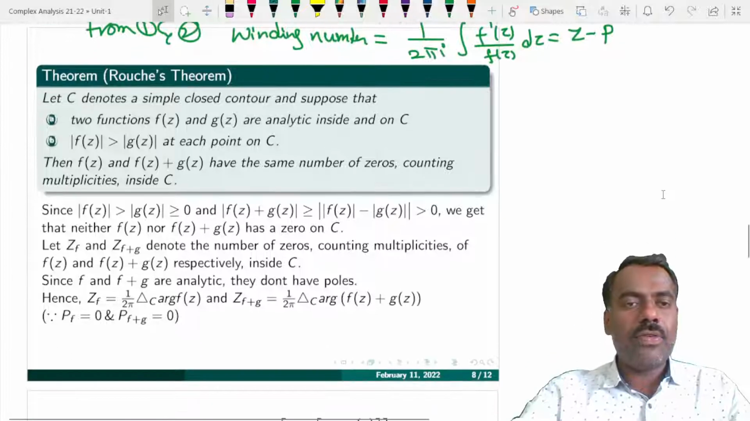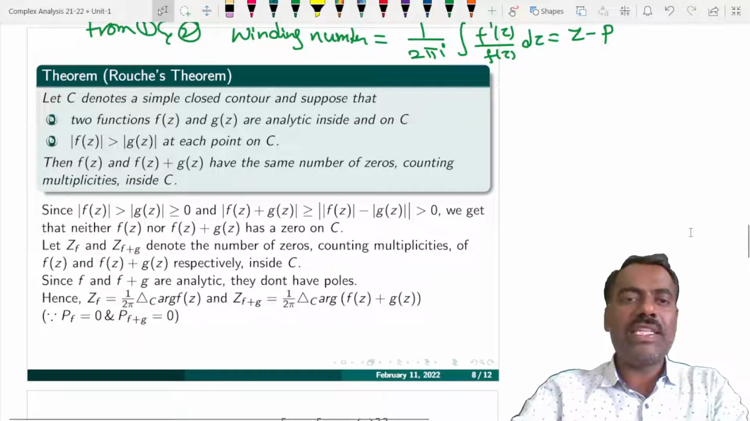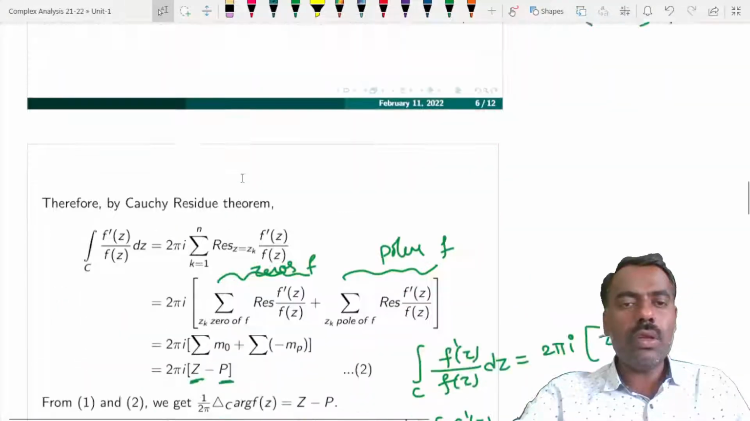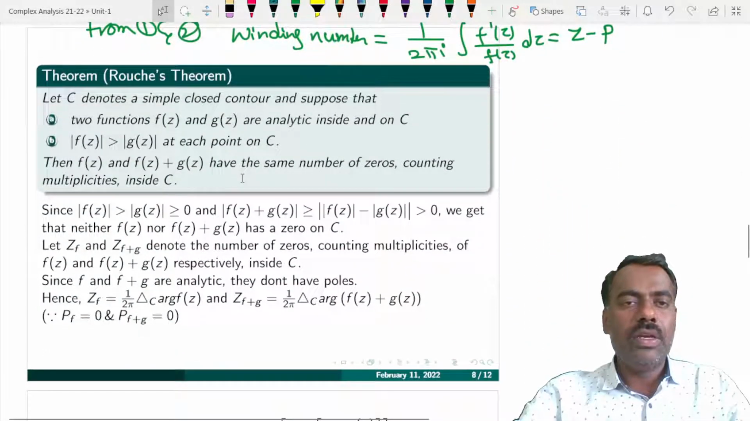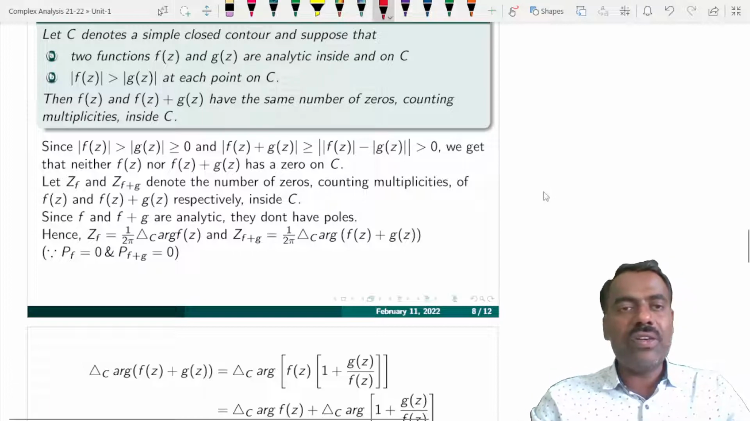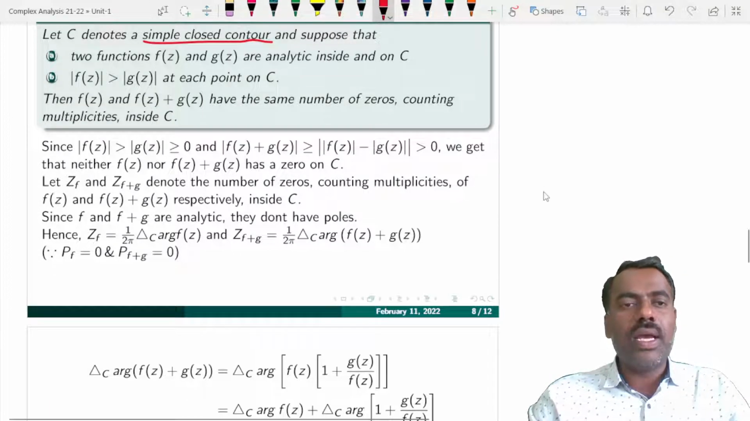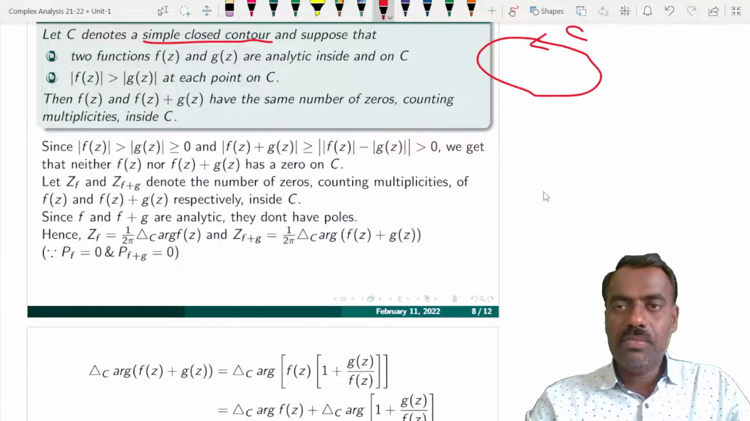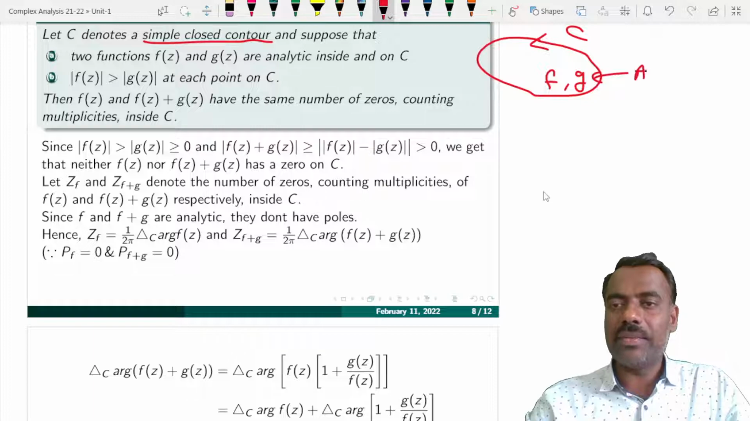Fine. Now we'll see one of the applications of this argument principle, namely Rouche's theorem. What it says is that, again, take C to denote a simple closed contour, and suppose that we have two functions f of z and g of z which are analytic inside and on C. So we have some C, and f and g both are analytic inside.